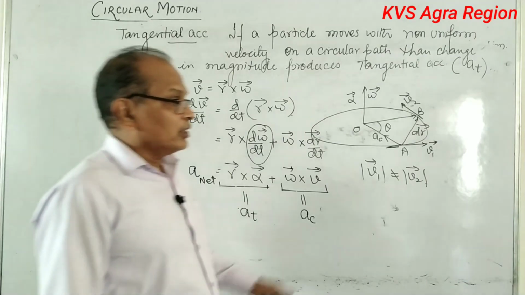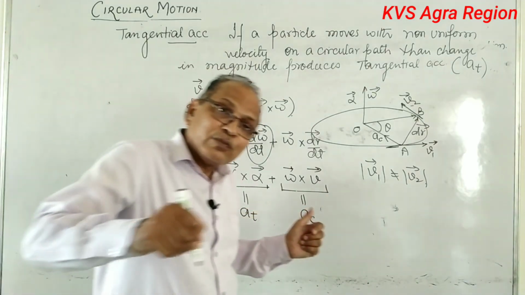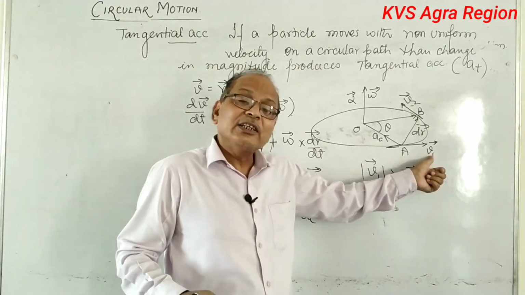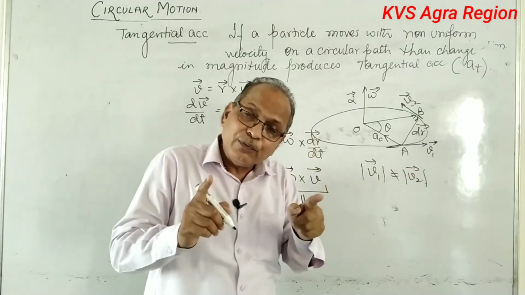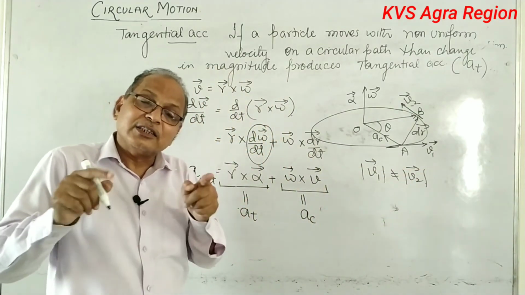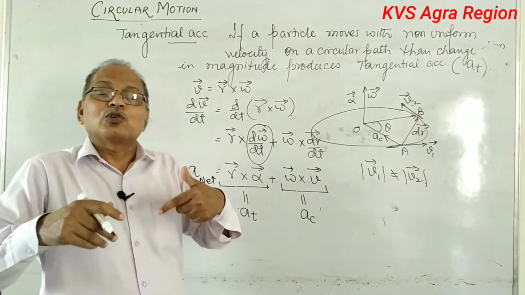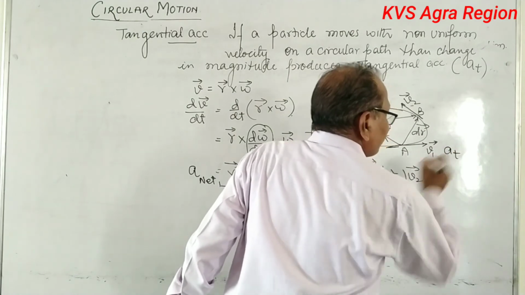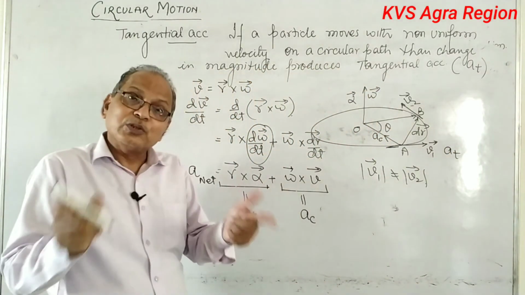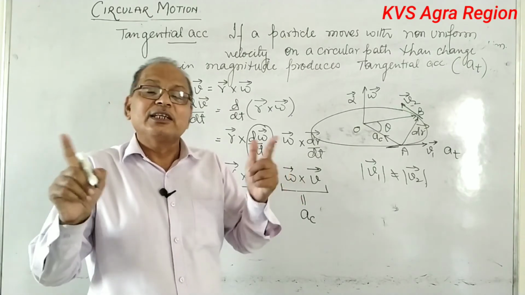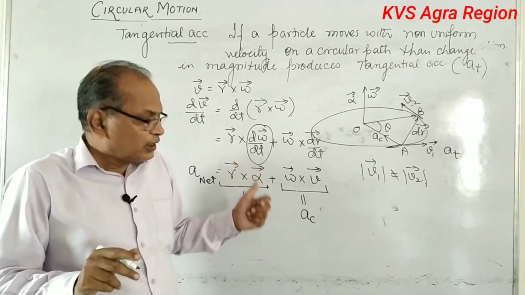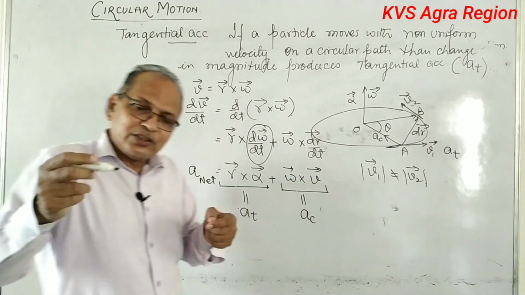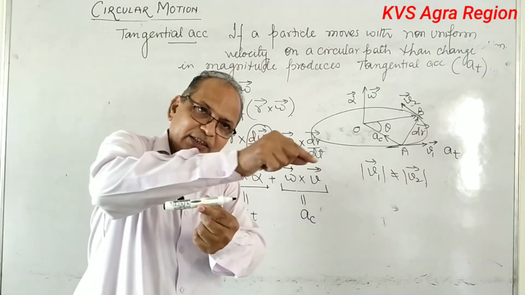Now students, this AT is along the direction of the tangent, and in the direction of the tangent, which physical quantity is there? Velocity. If AT and velocity are in the same direction, then resultant velocity will increase. This is the direction of AT also. If AT and V are in the opposite direction, then the resultant velocity will decrease. So this is the expression for the tangential acceleration. Tangential acceleration is along the direction of the tangent.